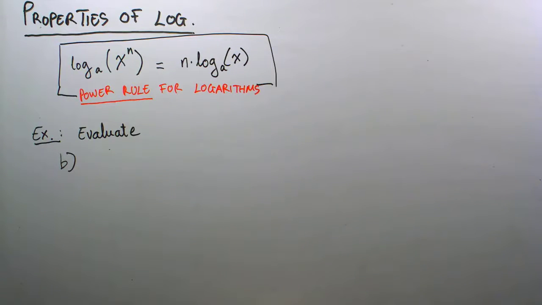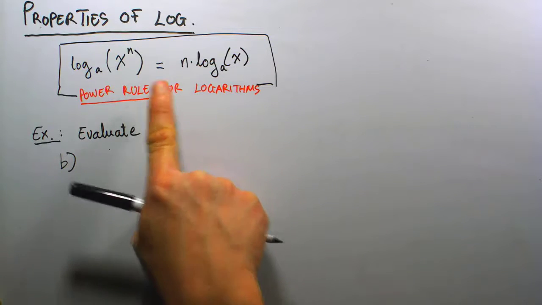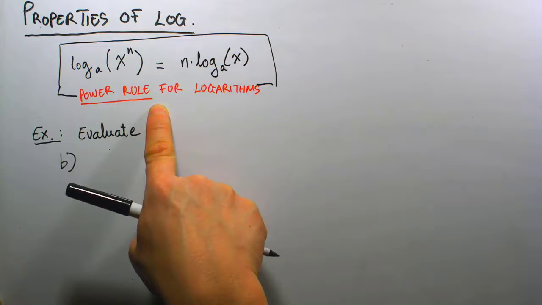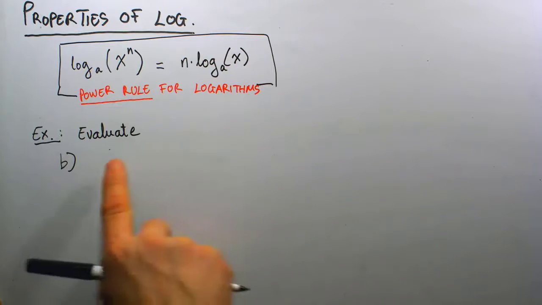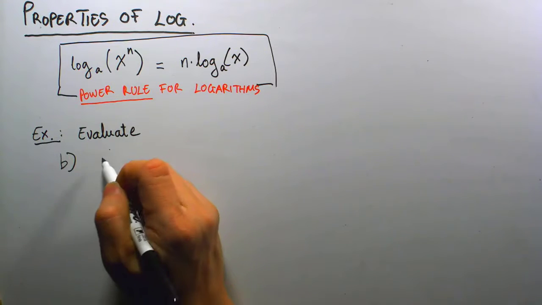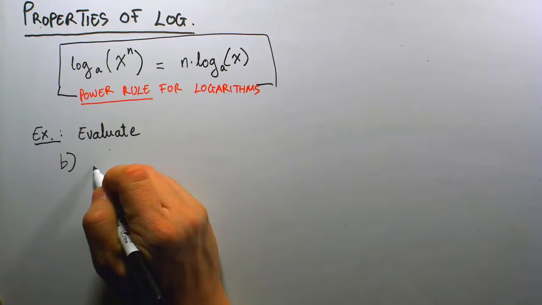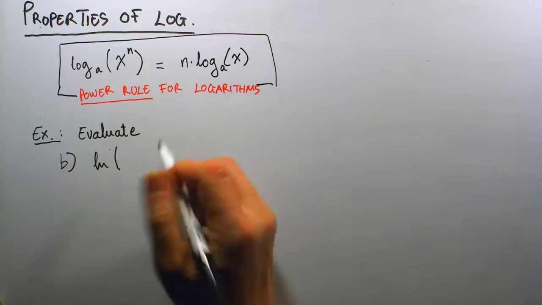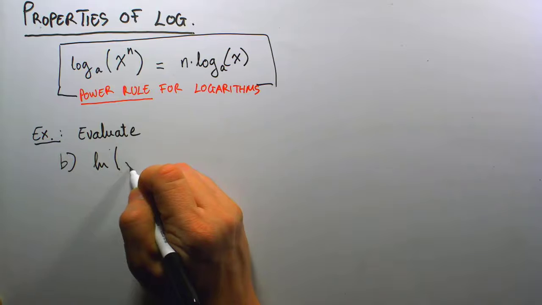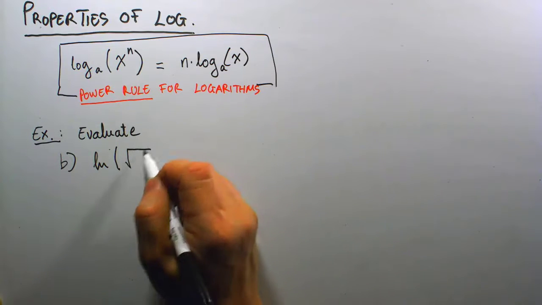And now as another computation problem which demonstrates how convenient knowing this power rule for logarithms can be for us, we can look at natural log of square root of 3.